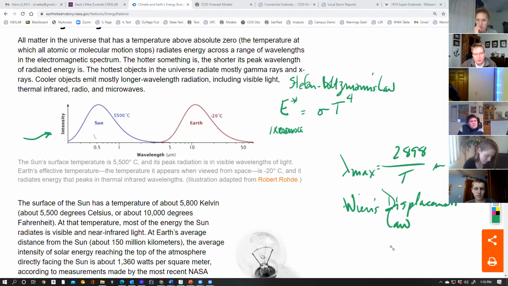So we would see the max wavelength at like the height, or... I don't really know.